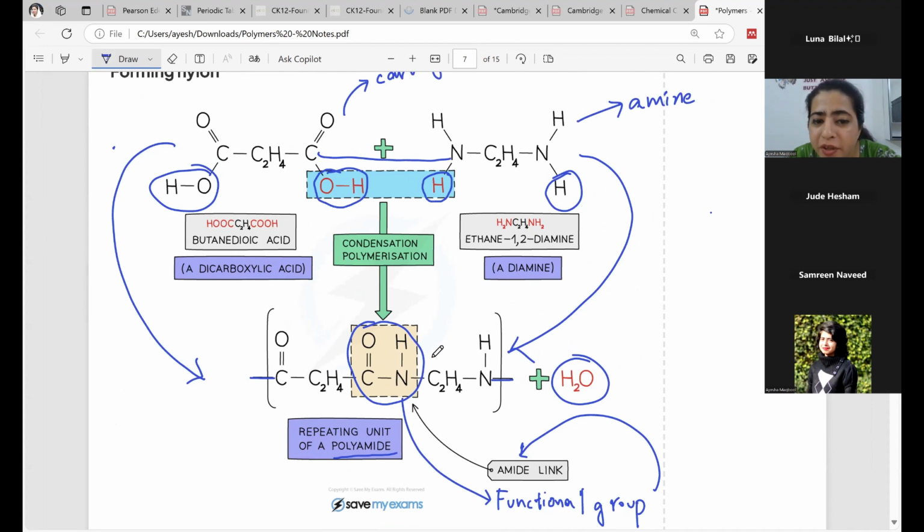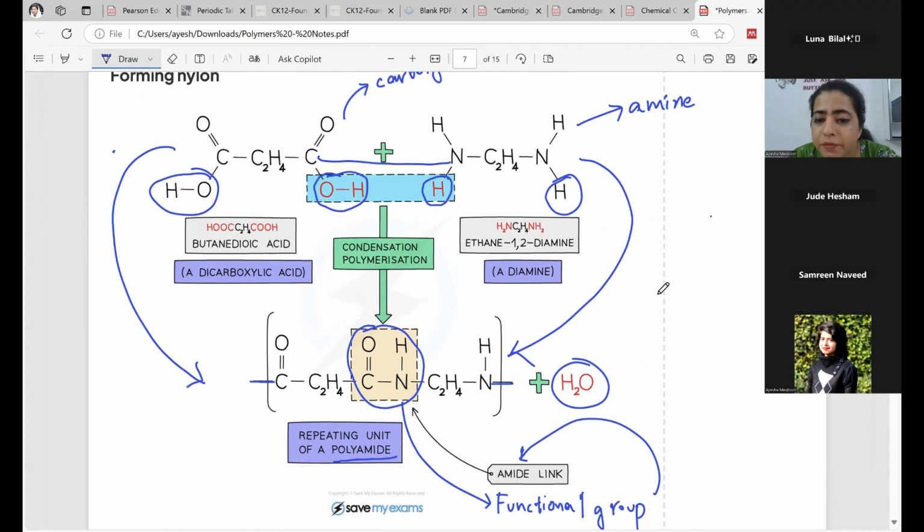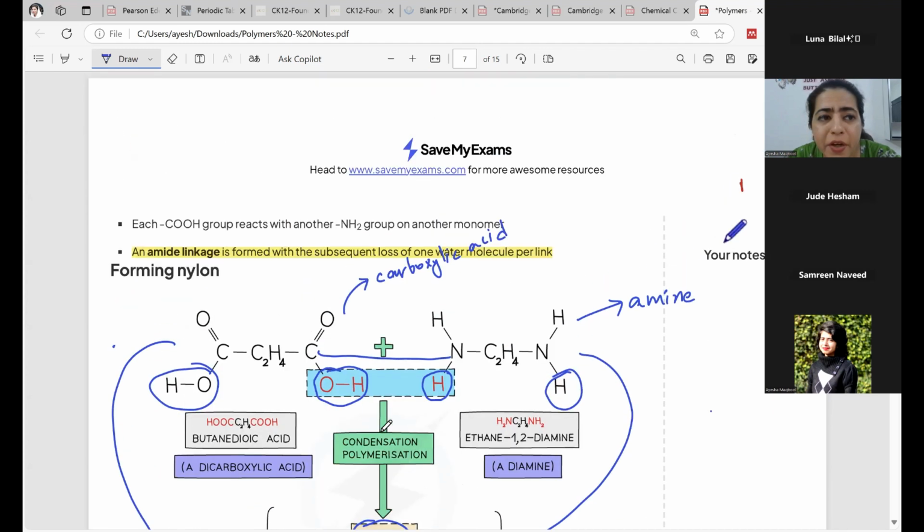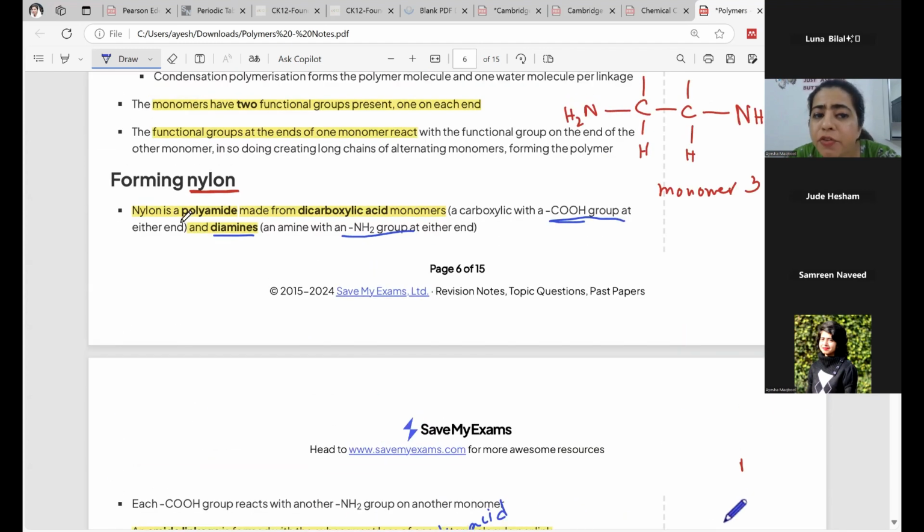So amine is NH2, amide is CONH. Basically, it's written poly, brackets, amide, or simply you can write polyamide. With the bracket or without the bracket, no problem, because it's not addition polymerization. For addition, we were writing the bracket. Here you can say it's just polyamide. Nylon is a polyamide because it has C double bond ONH at the center when it is going to make a polymer. And it is made from two monomers, dicarboxylic acid and diamine.